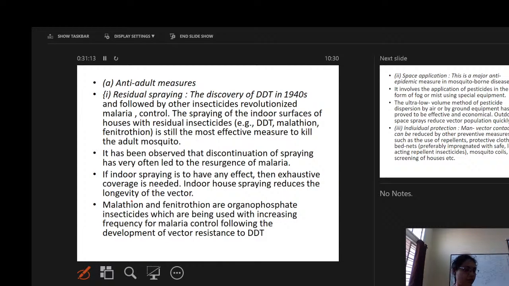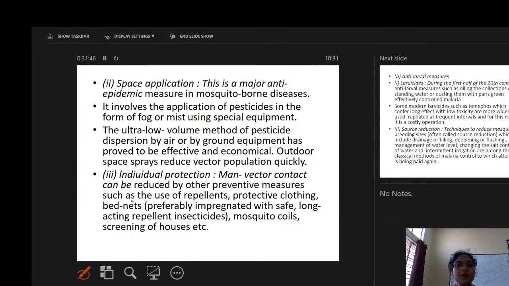Now, coming to the last. Anti-adult measures are residual spraying, where you will use DDT, malathion, fenitrothion, and you do indoor spraying. Indoor spraying will reduce the longevity of the vector, but it should be continuously done, like at regular intervals. Malathion and fenitrothion are organophosphate insecticides which are being used with increasing frequency for malaria control following development of vector resistance to DDT.